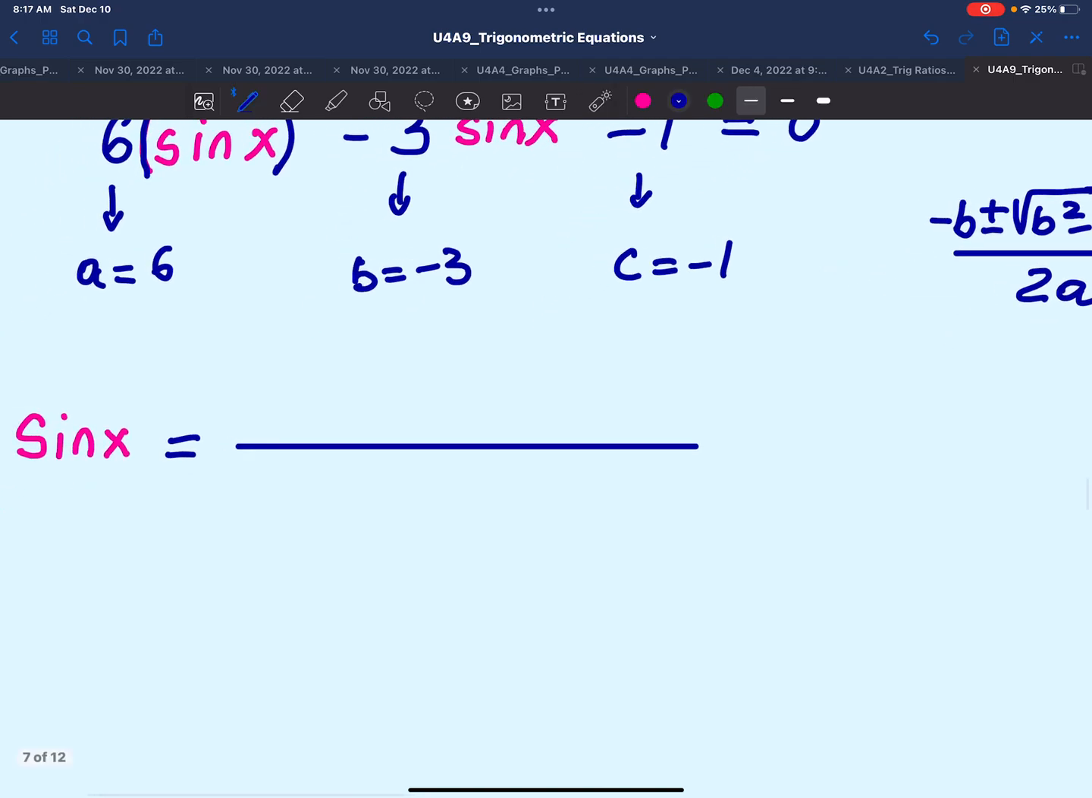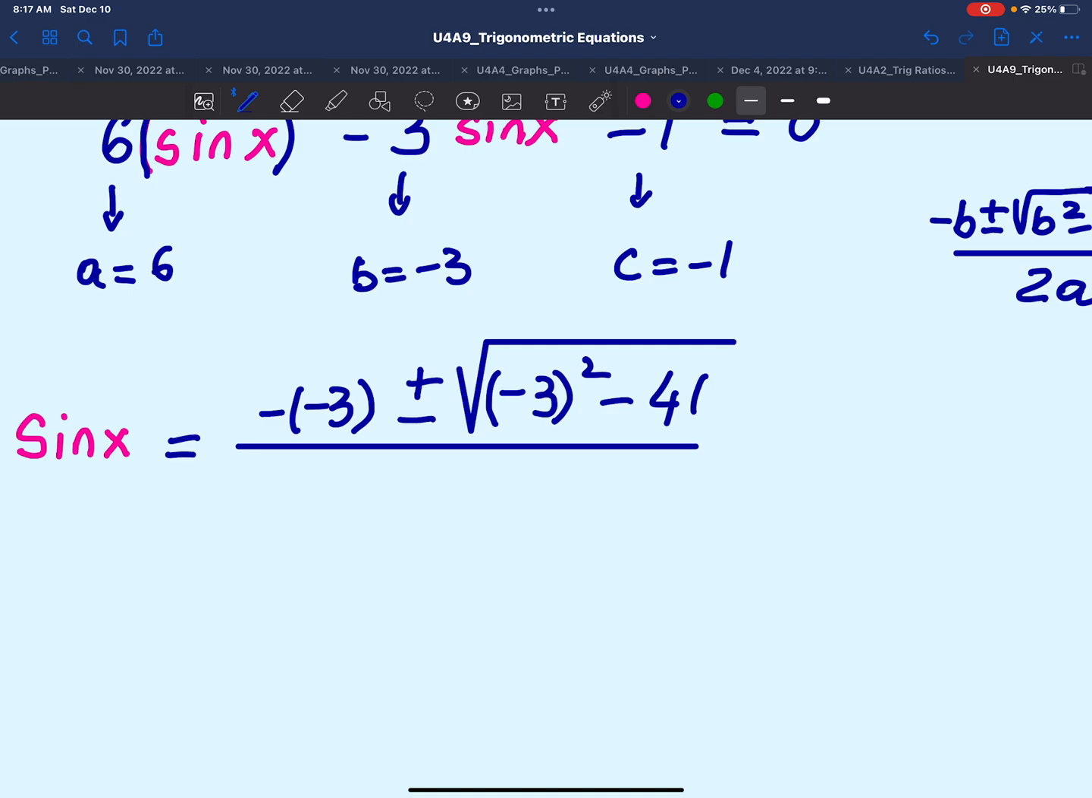So sine of x would be equal to negative b, that means negative 3. I'm showing all the steps here, but obviously you can cut the steps shorter. Plus or minus the square root of b squared, which makes negative 3 squared, minus 4 times a, which is 6, times c, which is negative 1, divided by 2 times a, which is 2 times 6.